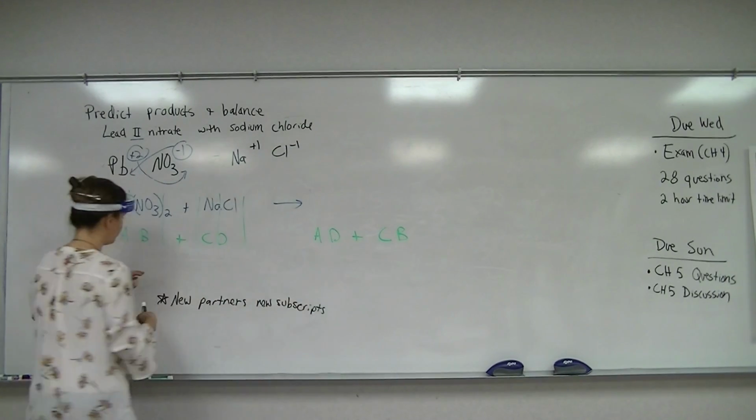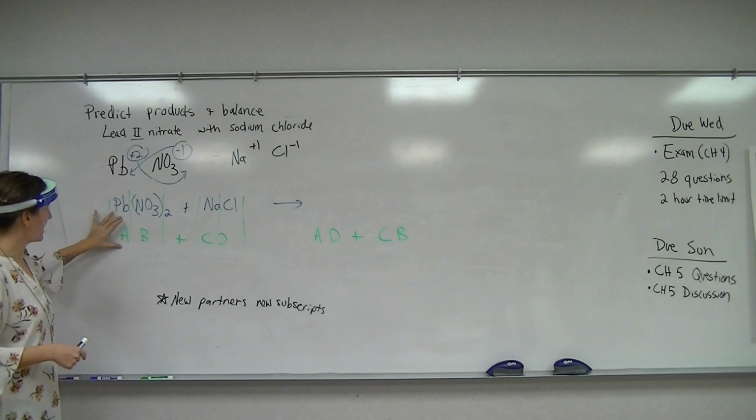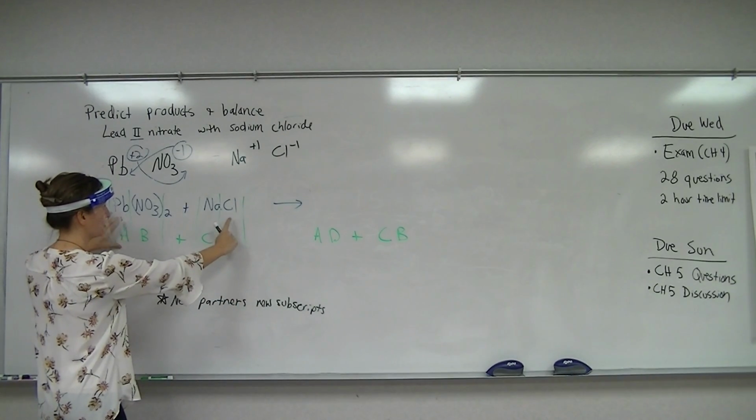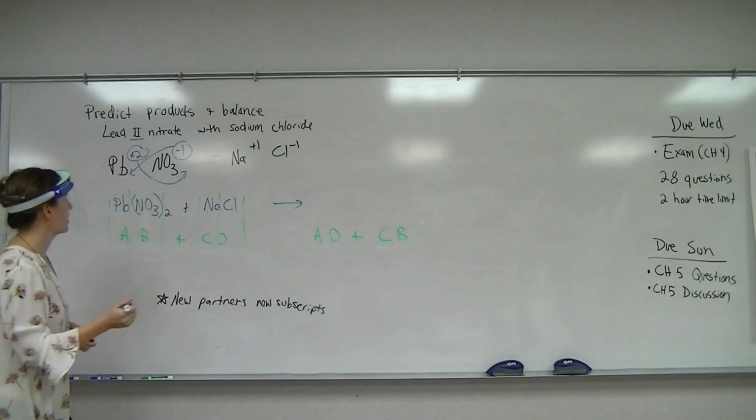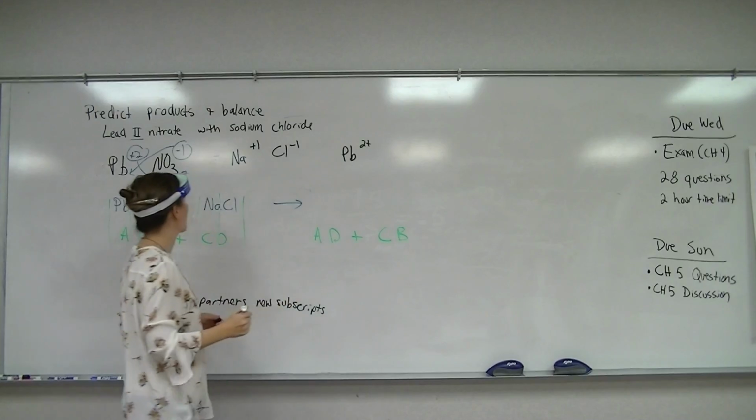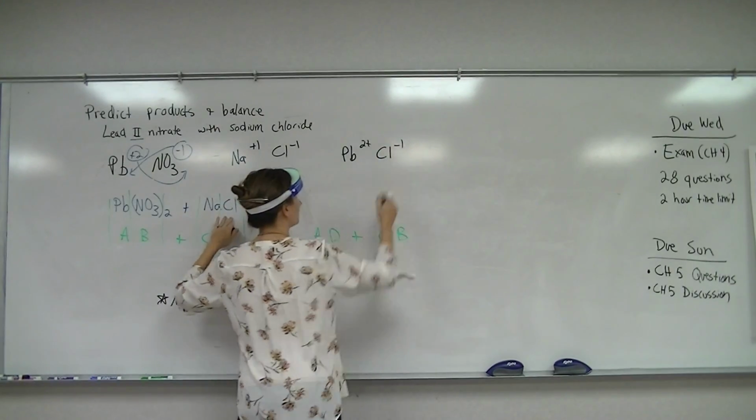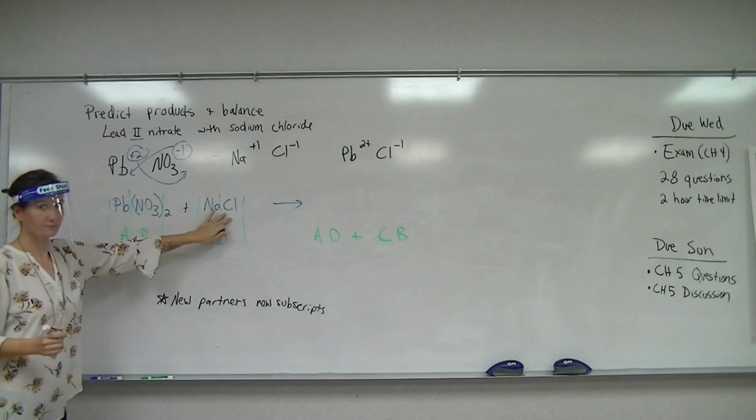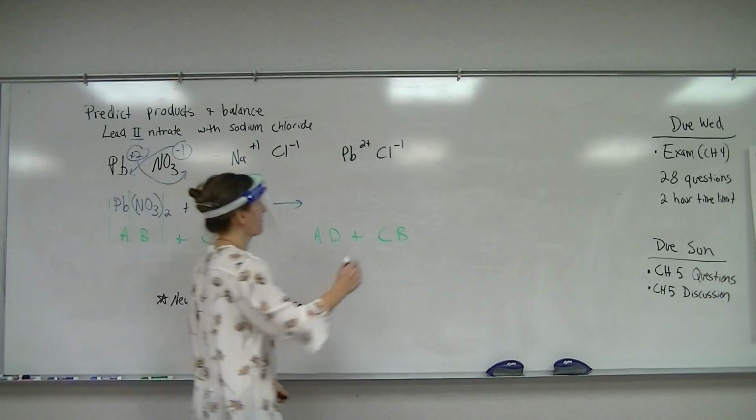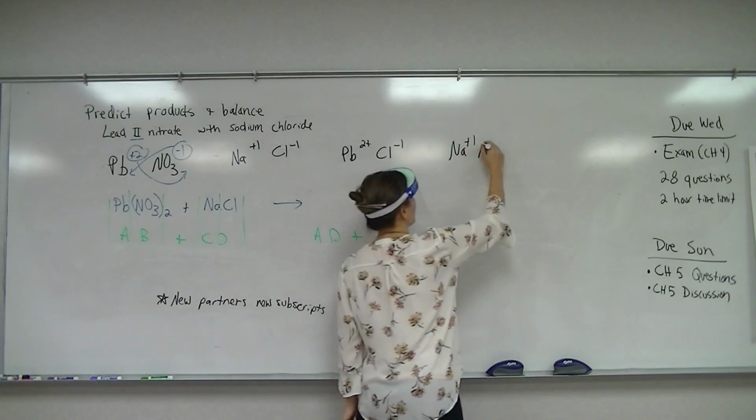So let's look at who's switching with who. So we said A, lead, is going to switch and now be partners with D, chlorine. So A and D are going to be together. So over on this side, we're going to have Pb with the 2+, and it's going to be with the chlorine. And remember, chlorine had a -1 charge. Now C and B are going to be together, so we're going to have sodium and the NO3 together.